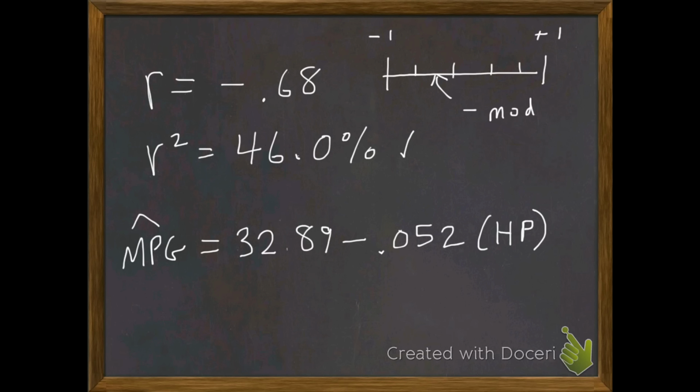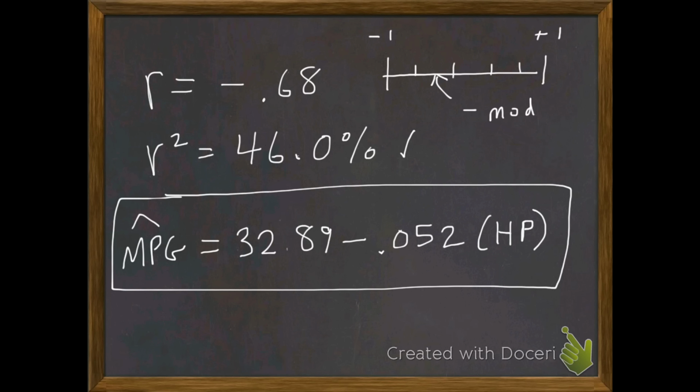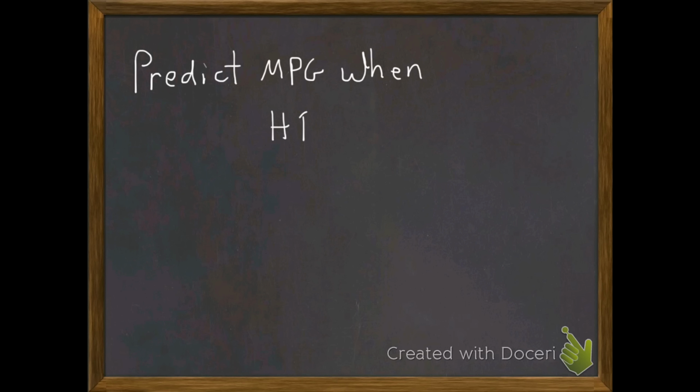The R squared tells us that 46.0% of the variation or spread in miles per gallon can be explained by small changes in horsepower. But what I want to focus on in this video is our regression model as we use it to make predictions. Now, for example, let's say that we want to predict the miles per gallon when horsepower is equal to 250.